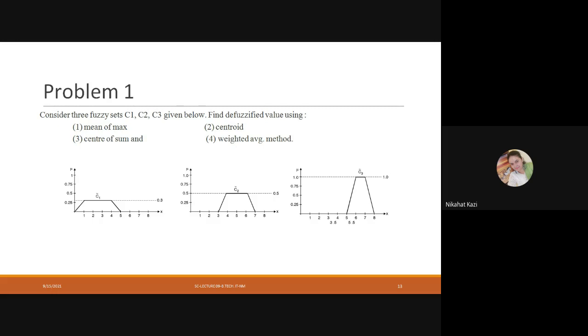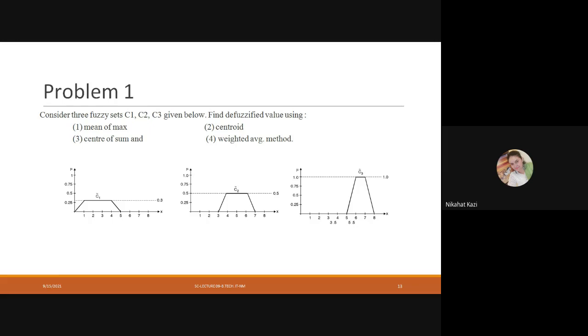Centroid method can be used. Weighted average can be used. Height method, actually, that also can be used, because if there are multiple peaks, it works. I'll have to check on this, Sagar. I'll get back to you. Yes, ma'am.